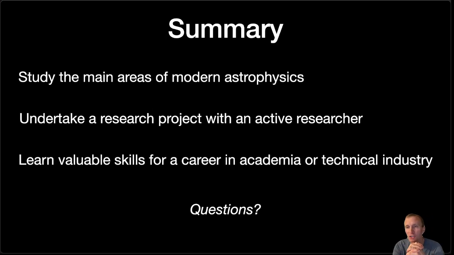So that's it. I hope this was interesting and not too much information. But to summarise, if you do an MSc Astrophysics at Queen Mary, you get to study the main areas of modern astrophysics research and the fundamentals that are really needed to address outstanding problems. You'll undertake a research project with an active researcher in the astronomy unit on a topic at the forefront of our understanding, so possibly with new JWST data, or looking into new equations or new numerical models. And these sorts of skills are really valuable if you want a career in academia, but also in technical industry too.